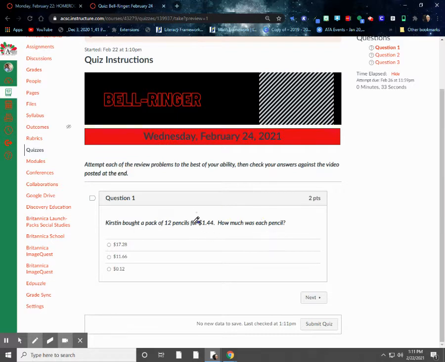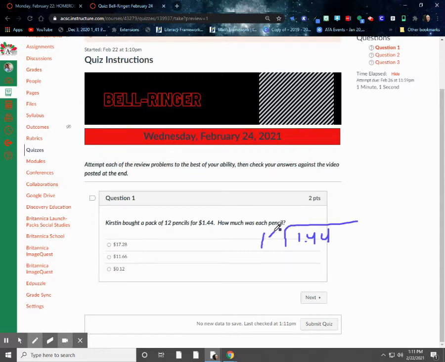So, we basically could put 144 pennies on a table and put them into 12 groups, and then see how many were in each group, and that would tell me how many pennies go with each pencil. So if I am doing that, I'm breaking a big amount into a certain number of groups. That is, of course, division. So I'm going to do 144 divided by 12.